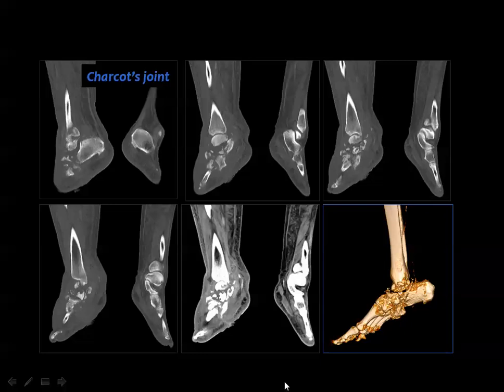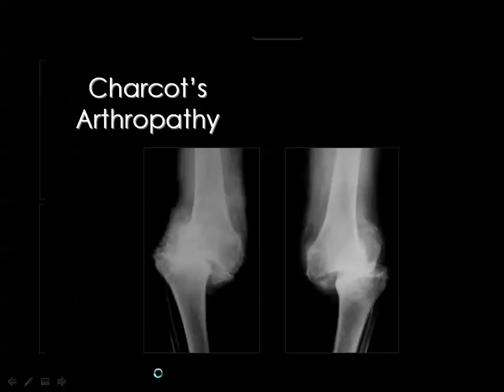And you may use CT to appreciate more the degree of extensive bone destruction compared to the normal side. And this is the Charcot on the right side. This is the normal foot on the left side, and you may have, of course, the 3D images in color.